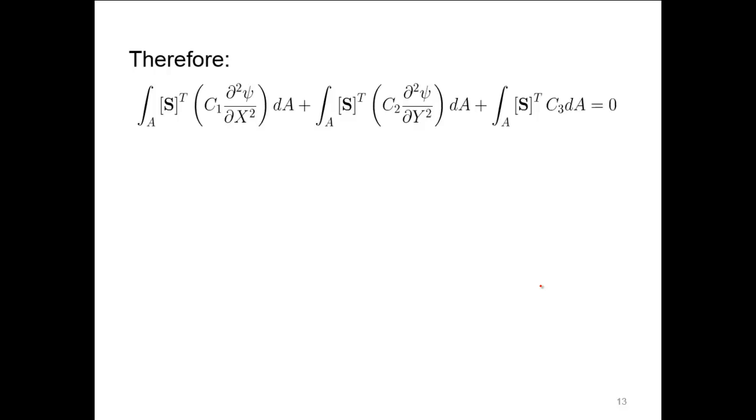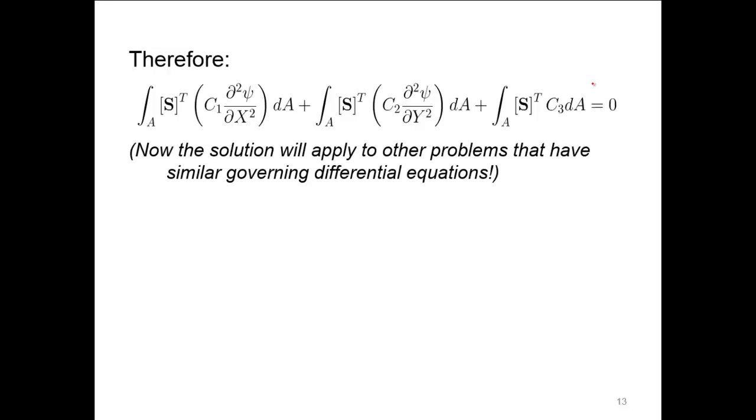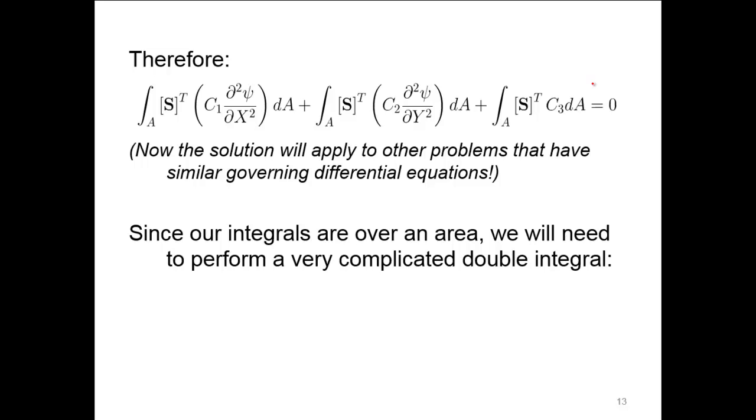All right, so we get our overall general equation now. So we've got the transpose of the shape functions times our first term, second term, and then this was our generation term, some constant value there. So now I can apply this to other problems, not just temperature, that have similar governing equations. And since we're integrating over an area up here, right, so dA, we need to perform a more complicated double integral, because we actually want to integrate with respect to the y direction and the x direction. All right, so a little bit more is involved here in integrating over the area as opposed to just a length in the previous case with 1D elements.